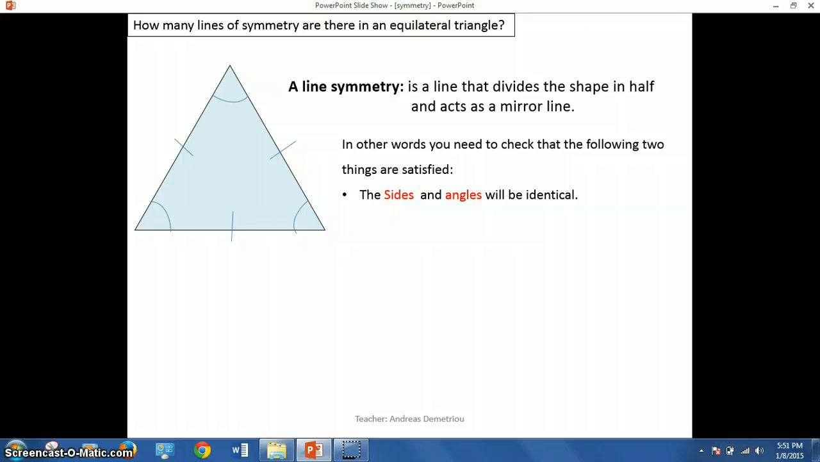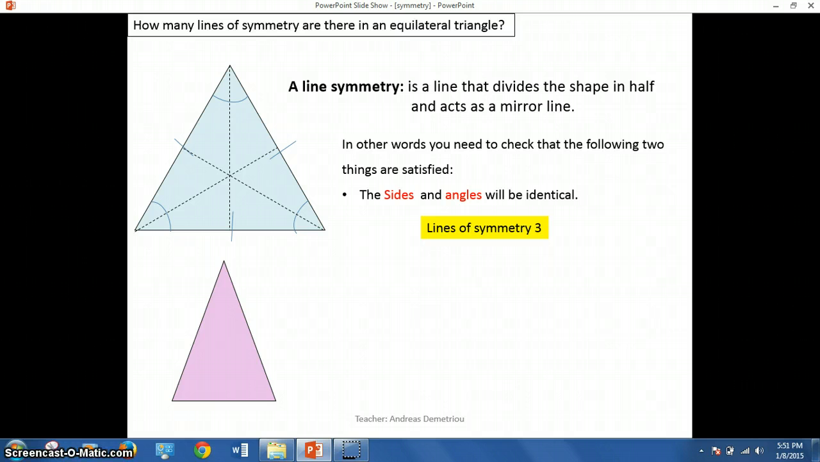The equilateral triangle has these properties, so there is a vertical mirror line, which means that it will match this angle onto this one and this side onto that one. Similarly, you can fold it from that specific angle and this one. Therefore, the equilateral triangle has three lines of symmetry.